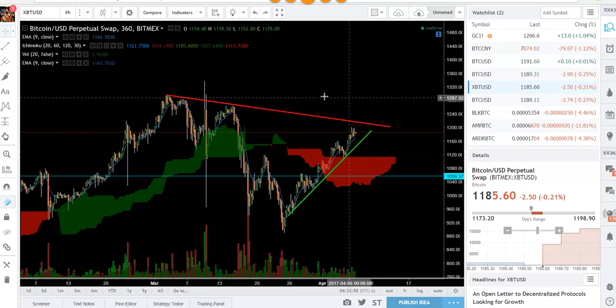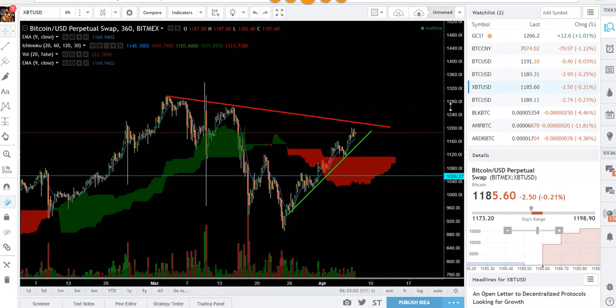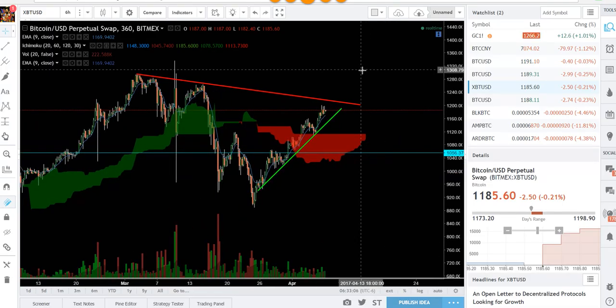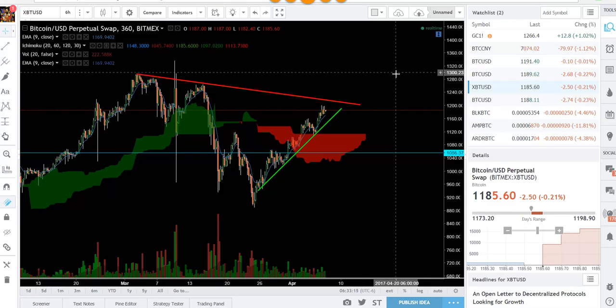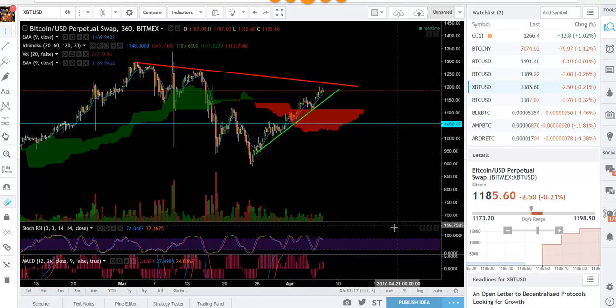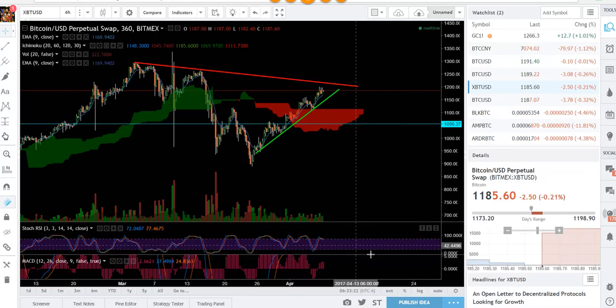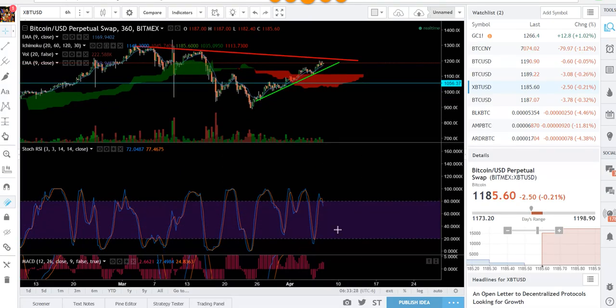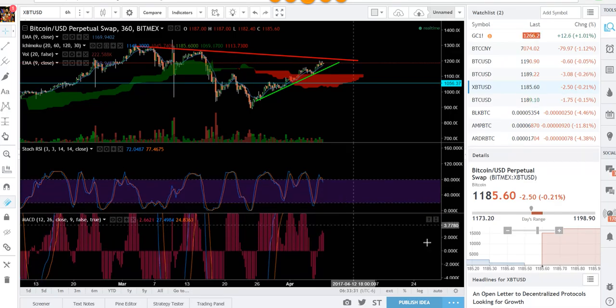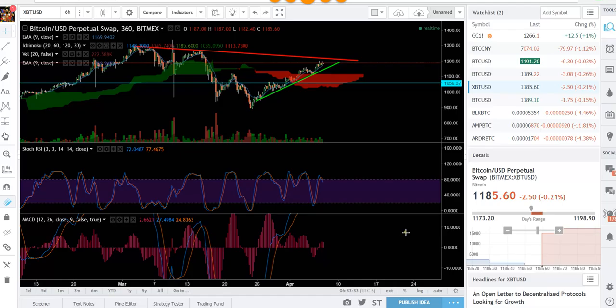And we use Fibonacci along the way for our entry points and our targets to map that out as we go. And then we use things like oscillating indicators to give us confluence of strength and how the market may be reacting in that time frame. The main one that I use is the stochastic RSI, and I'll use the MACD at times, the moving average convergence and divergence. This one's not as important to me.